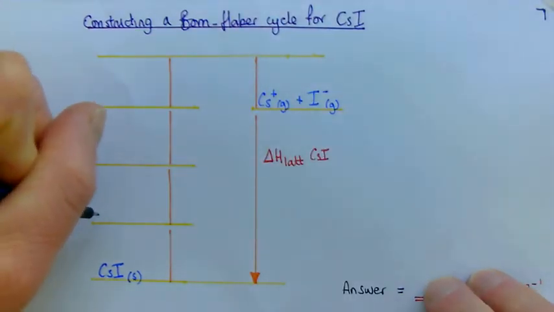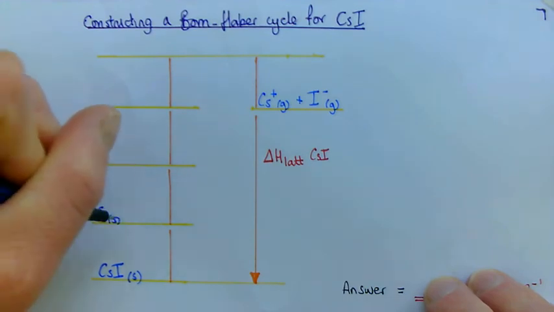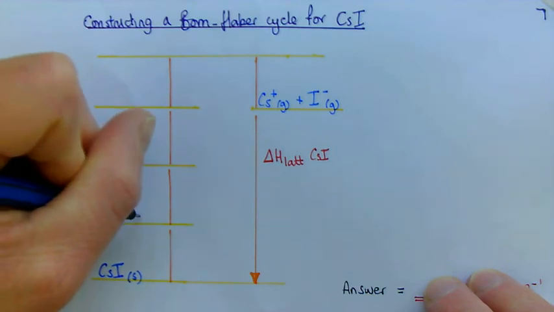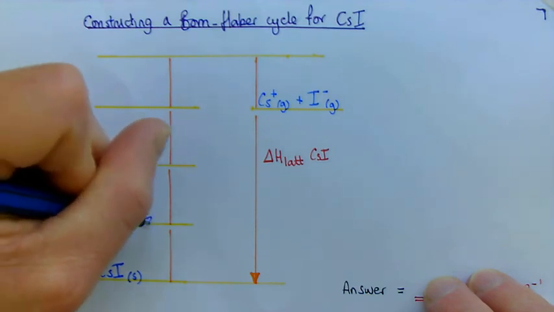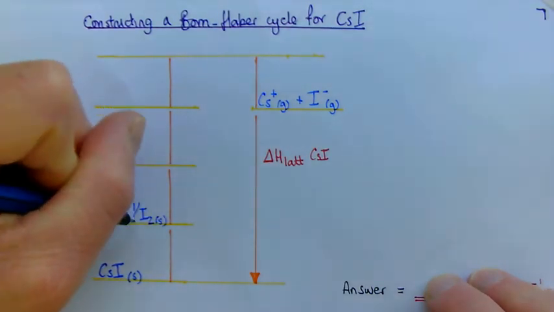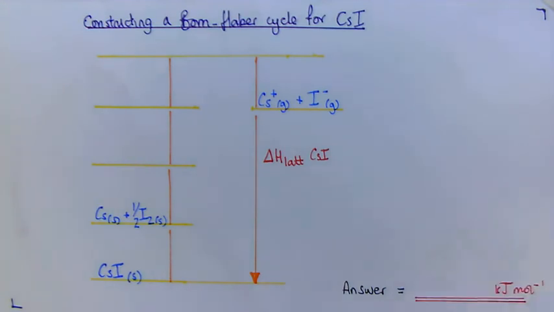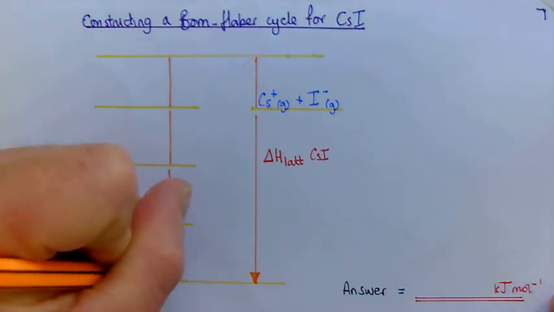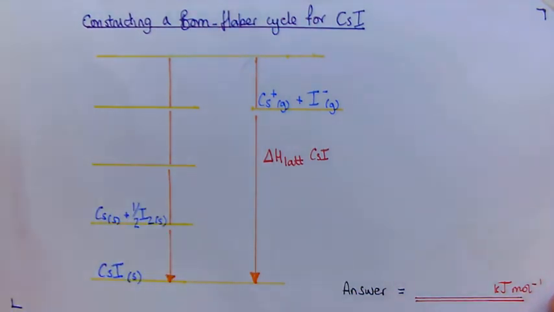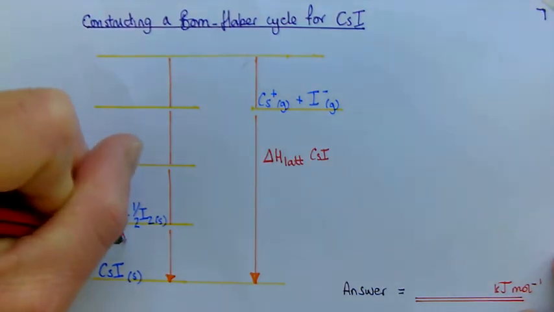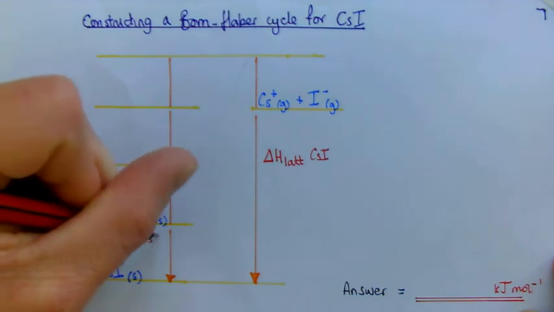The enthalpy change of formation is with cesium in its standard solid state and iodine in its standard solid state, but iodine is a diatomic molecule, so we're going to have half of an I2 just because we only need one of them. The delta H of formation is when 1 mole of a compound is formed from its constituent elements in their standard states, so this arrow goes down, and that is the delta H f of cesium iodide.